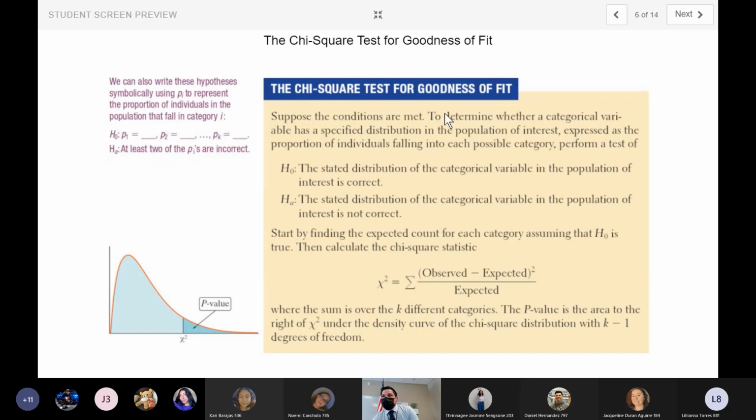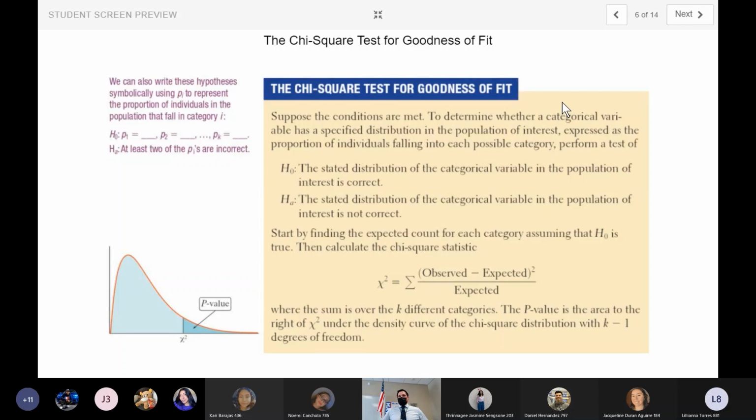All right, so when we do our test, if the conditions are met, we can determine whether a categorical variable has a specified distribution in the population of interest, expressed as the proportion of individuals falling into each possible category, and perform a test of the null hypothesis, which is that the stated distribution of the categorical variable in the population of interest is correct, or the alternative, which is that the stated distribution of the categorical variable in the population of interest is not correct.